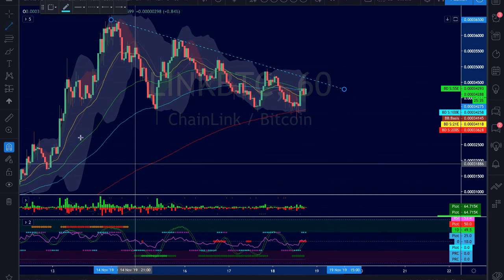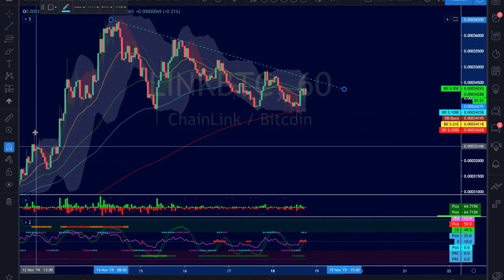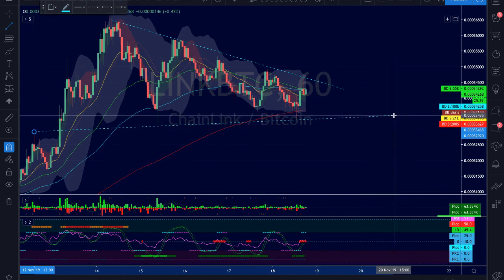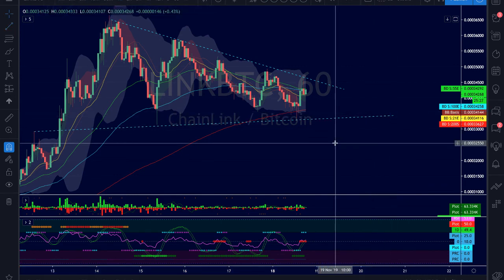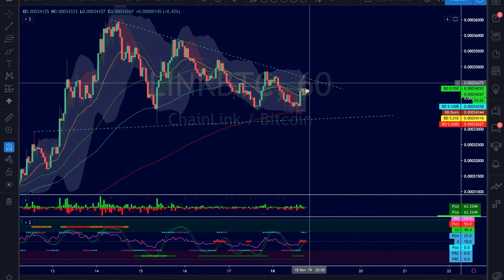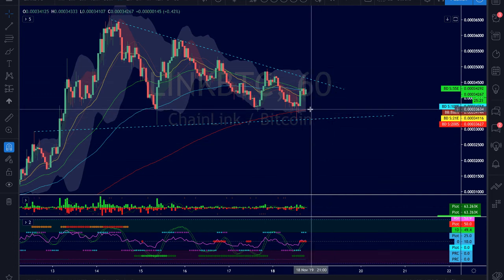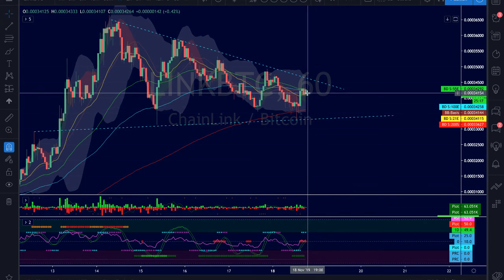There is a pennant here that goes all the way back to about right here, which we do have to pay attention to. Of course, if we break below that, if we break below the 200 simple on the hourly, that's not good. But overall, just so that I'm not being too confusing, I do believe we are going to have a little bit of a relief, not just on Chainlink, but also on Bitcoin. I do think there is going to be a move to the upside here.